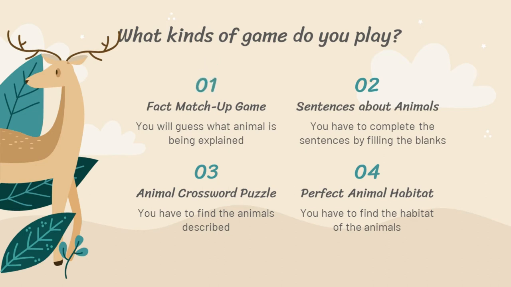First, fact match up game. You will guess what animal is being explained. Second, sentences about animals. You have to complete the sentences by filling the blanks. Third, animal crossword puzzle. You have to find the animals described. Fourth, perfect animal habitat. You have to find habitat of the animals.